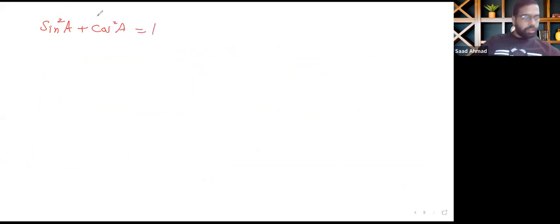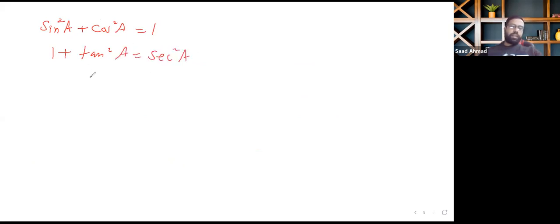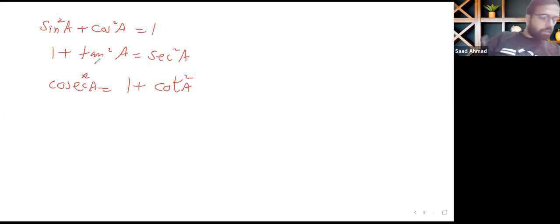Then there are some basic identities with the trigonometric ratios. Sine square of a plus cos square of a equals 1. Then 1 plus tan square of a equals secant square of a. And cosecant square of a equals 1 plus cot square of a. So these are the basic identities.